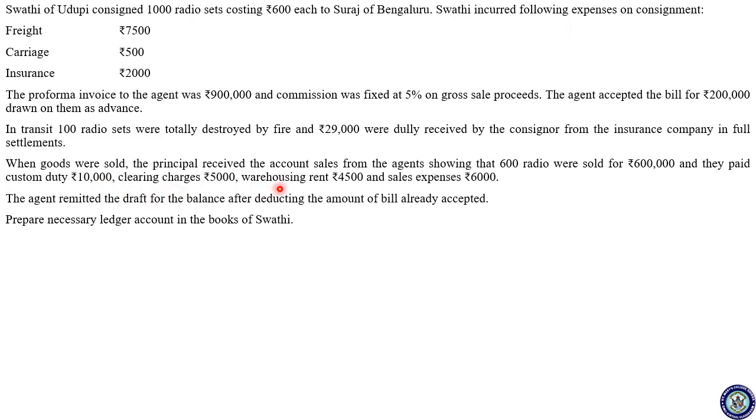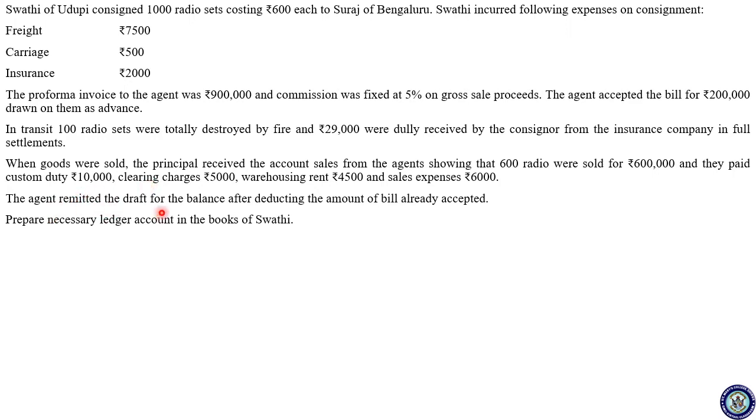Warehousing rent you pay after you use that warehouse, right? When you receive the goods, you have to store those goods, right? So at that time you are going to use the warehouse. So warehousing rent as well as sale, after you receive the goods, you assemble in the warehouse, then you appoint the person to sell the goods, right? So warehousing and sales expenses are recurring. It will recur. Always these expenses will be incurred.